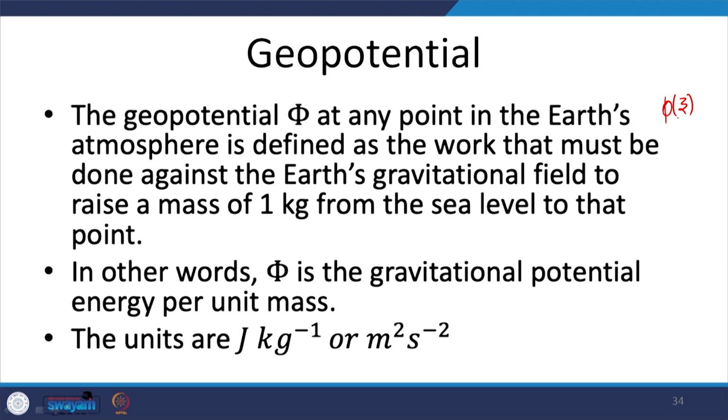Or in simple words, phi is the gravitational potential energy per unit mass. Simple. You suspend a particular mass at a particular height, and the gravitational potential held by this object per unit mass is the geopotential. So, the units are energy per kg, joule per kg, right, gravitational potential energy per unit mass.